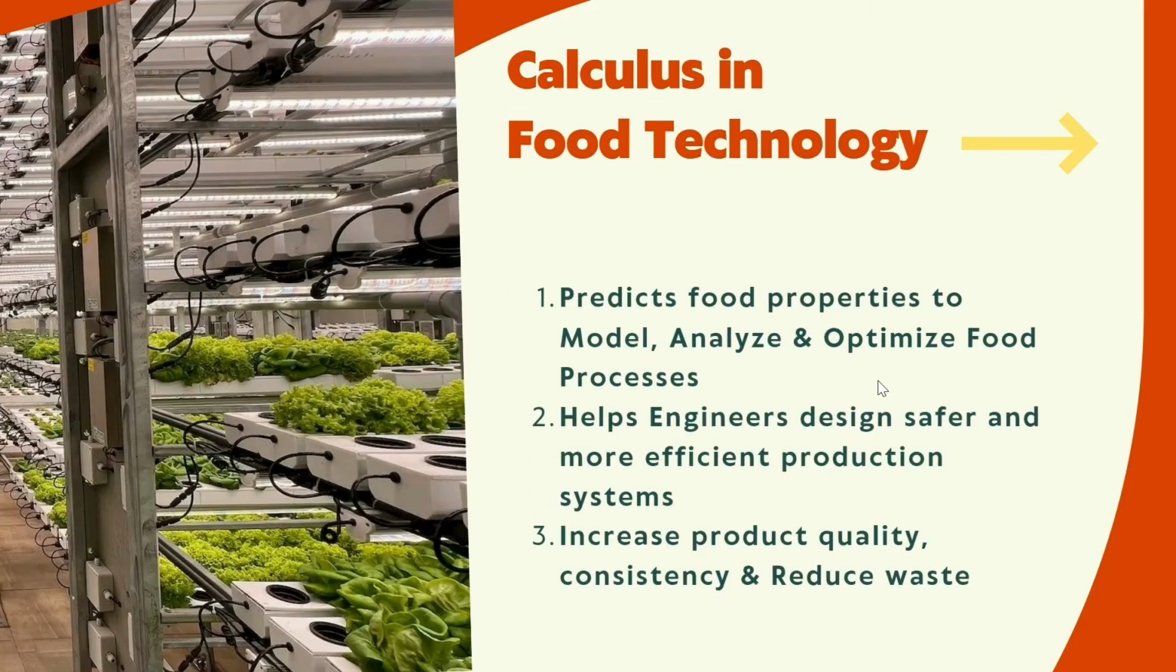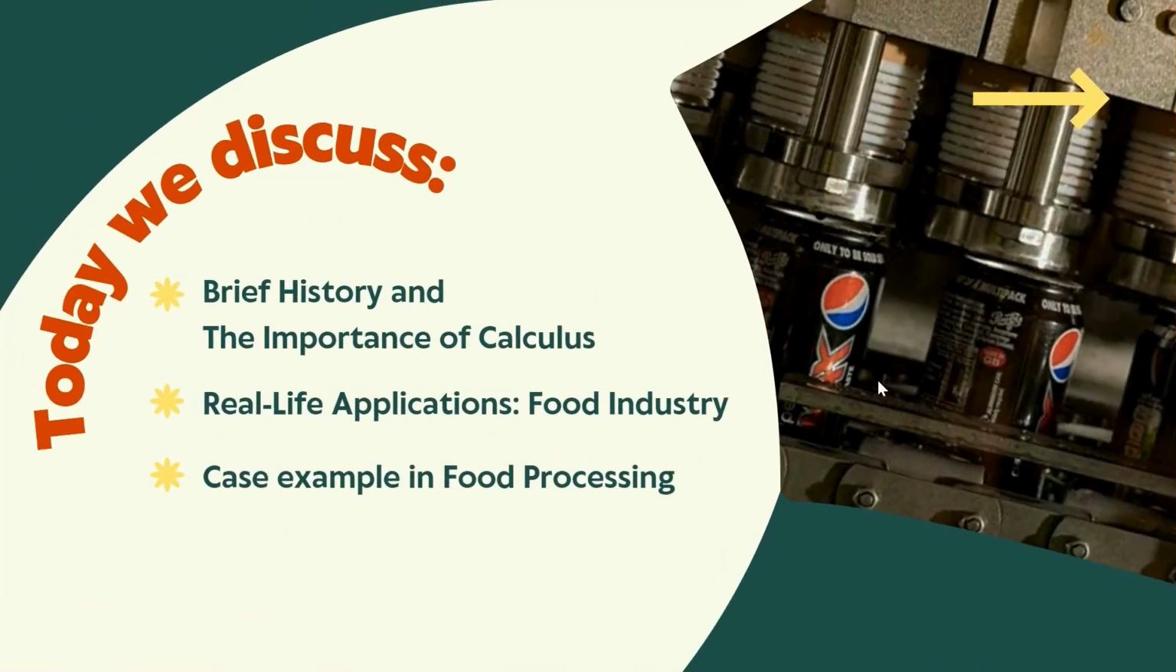In food technology, calculus is used to predict food properties, to model, analyze, and optimize food processes, and to help engineers design safer and efficient production systems, all while increasing product quality, consistency, and reducing waste. Alright, that's one off the checklist.